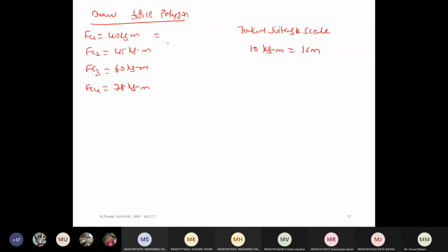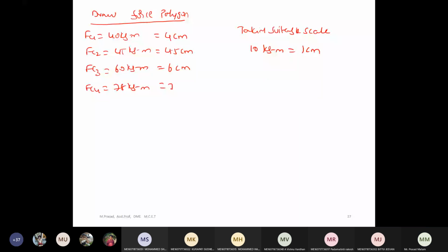Can anyone answer? The students? Hello? Anyone there or not? Hello? Please respond. Yes, sir. This comes around 4 centimeter. This comes around 4.5 centimeter. This comes around 6 centimeter. This comes around 7.8 centimeter.